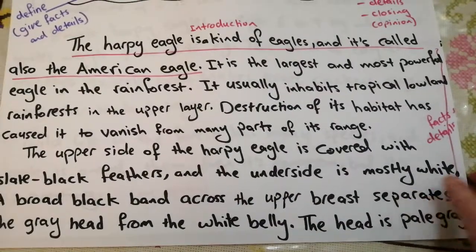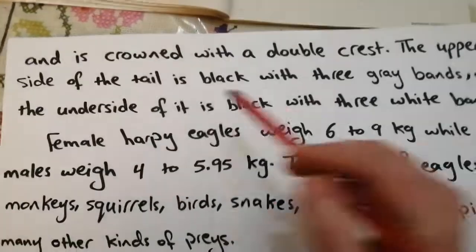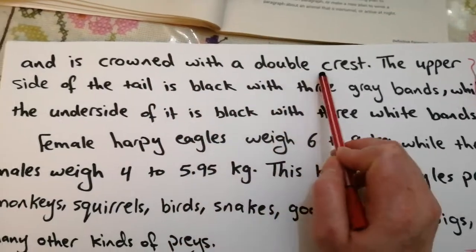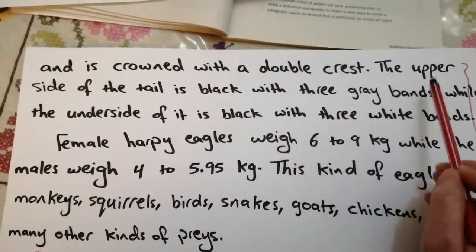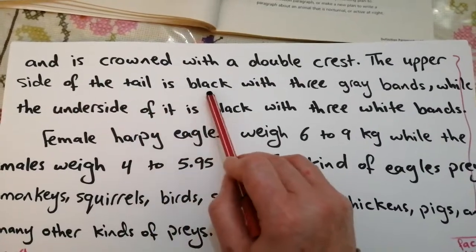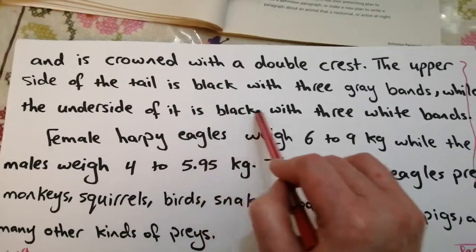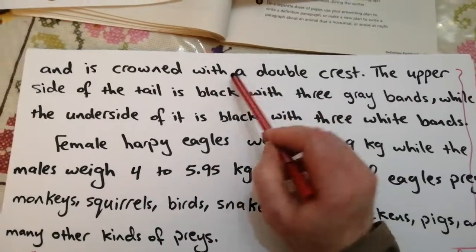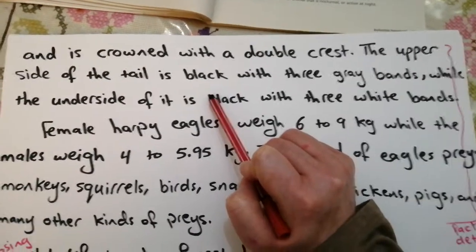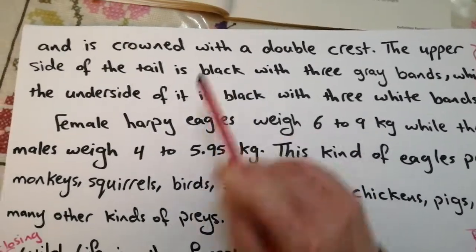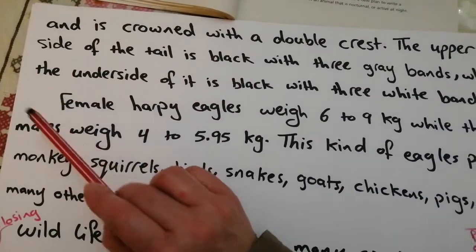The head is pale gray, and is crowned with a double crest. So here I still give facts and details about its appearance. The upper side of the tail is black with 3 gray bands, while the underside of it is black with 3 white bands. So here I gave facts and details about its look or appearance. Here I started a new paragraph, so I indent the first line.